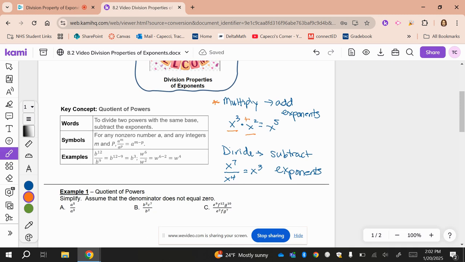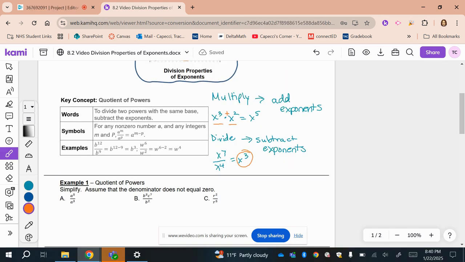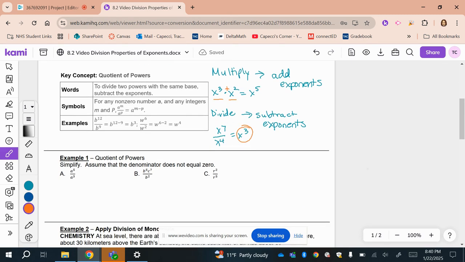Now, when we divide, which is the opposite operation of multiplying, we're going to subtract. So if I have x to the seventh over x to the fourth, I'm going to subtract and I end up with x to the third. Let's take a look at some examples.